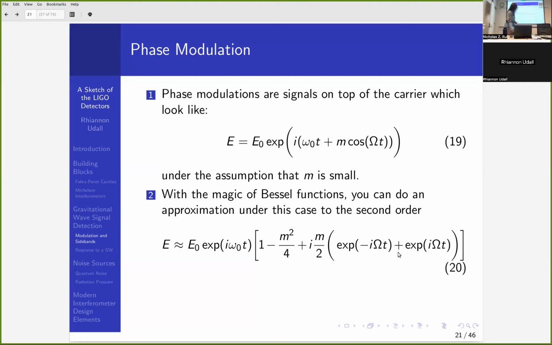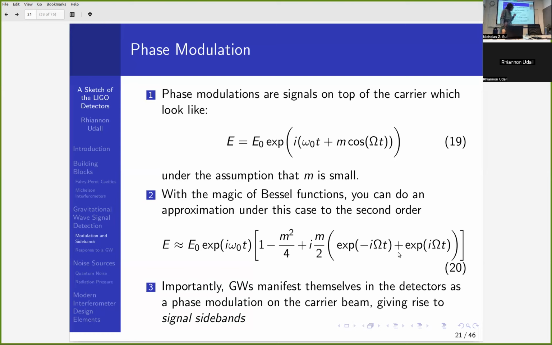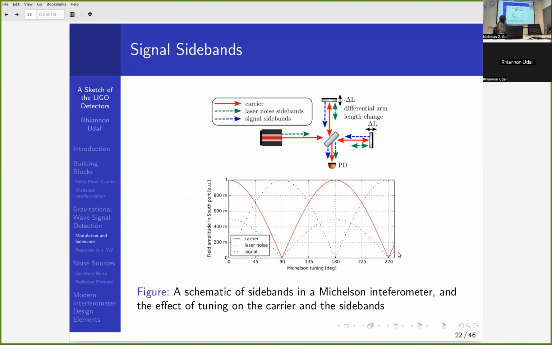Well, it matters because, in fact, gravitational waves do a phase modulation onto our carrier beam. So we will detect gravitational waves as a phase modulation. And they'll give rise to these signal sidebands. So what that looks like is this.